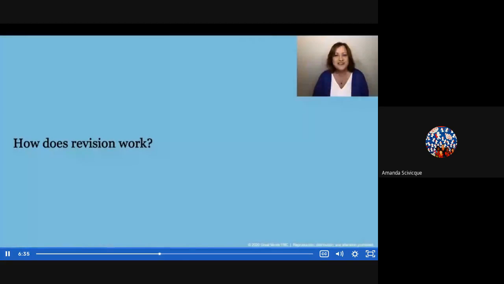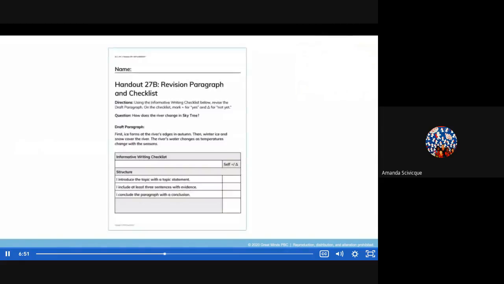How does revision work? When we revise our writing as a writer, we're making changes to make our writing even stronger. Today, you'll be using a checklist to help you revise a paragraph about the river in Skytree. Pause here to grab handout 27B and your pencil, and then just hit play when you're ready to get started.